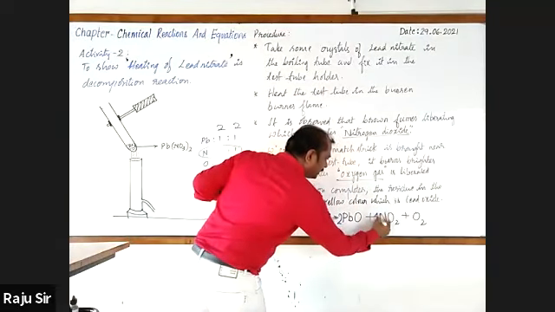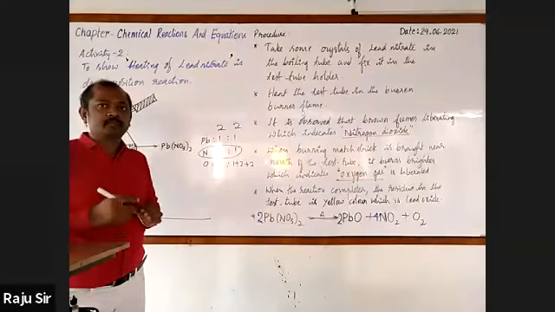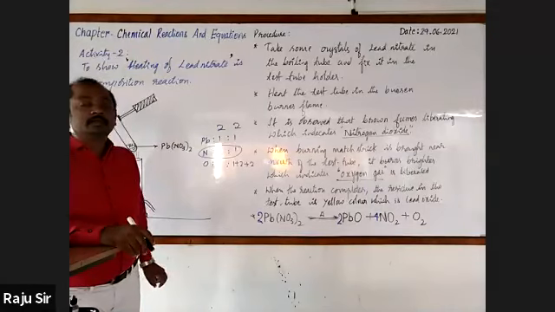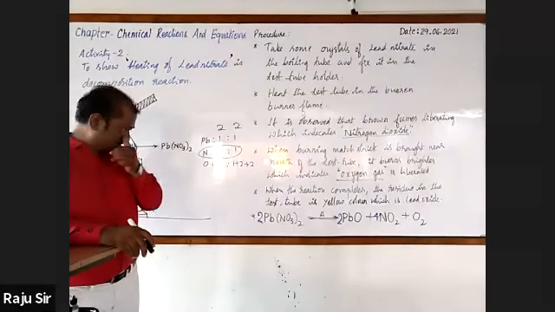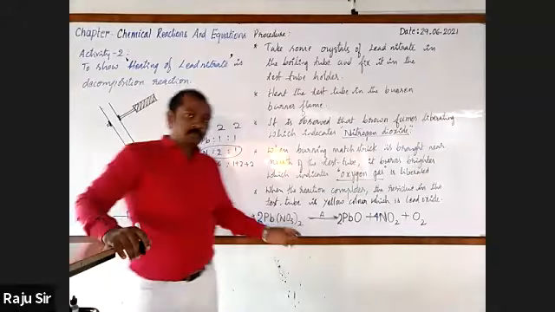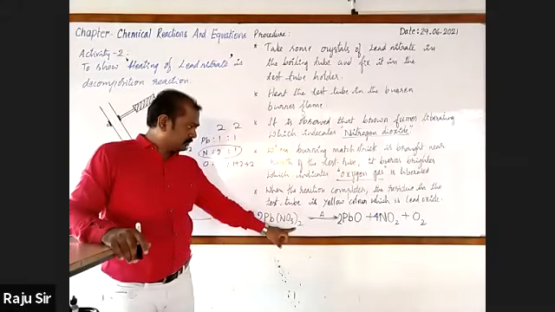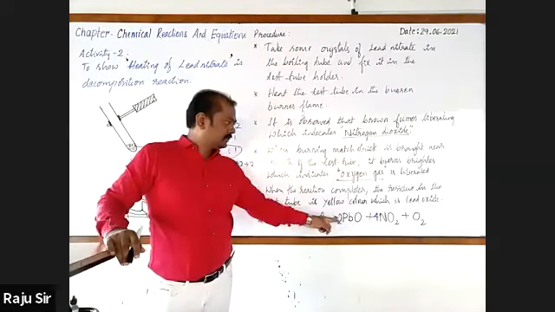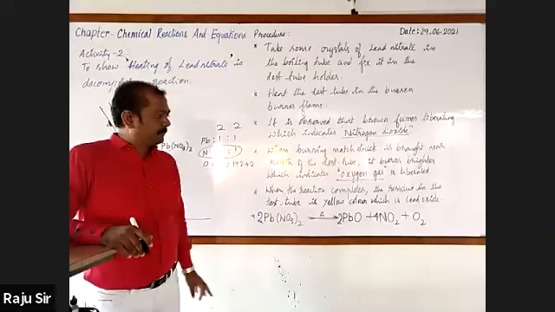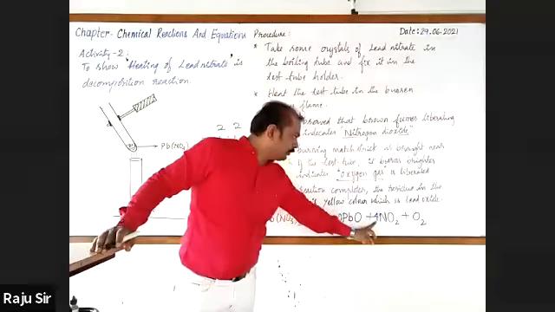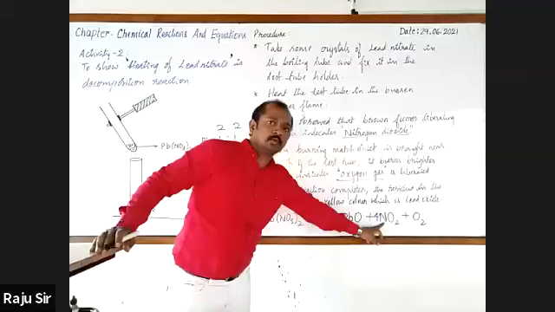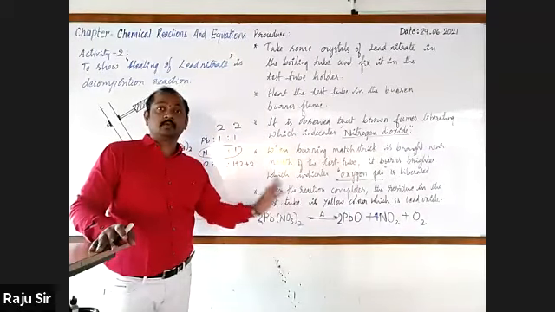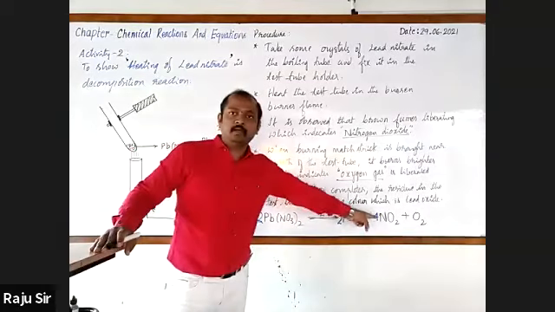Sir, 2 PbNO3 twice gives rise to 2 PbO plus 2 NO2 plus O2, sir. Sir, it is balanced, sir. But if you write 2 NO2 here, look, here 2 atoms of nitrogen and here 4 atoms of nitrogen. Hence it won't be balanced. That's why we multiply by 4.